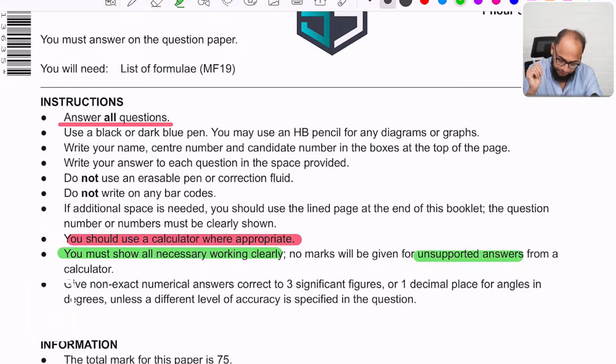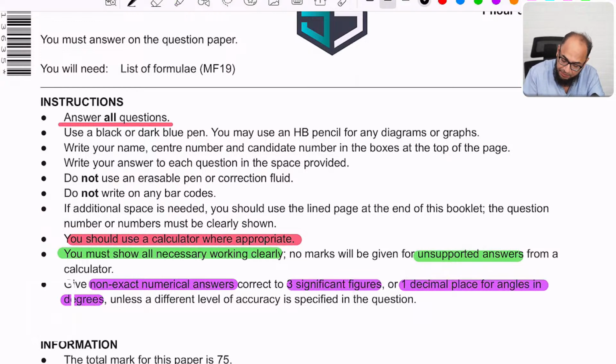The next thing that is important is to give non-exact numerical answers. That means if the answer is exact, what's the point of rounding off? If it's 0.58 and it's exact, 58 over 100, 0.58, so leave it as it is. No need to round off. If it's inexact, we have to round correct to 3 SF, or 1 dp for angle in degrees.